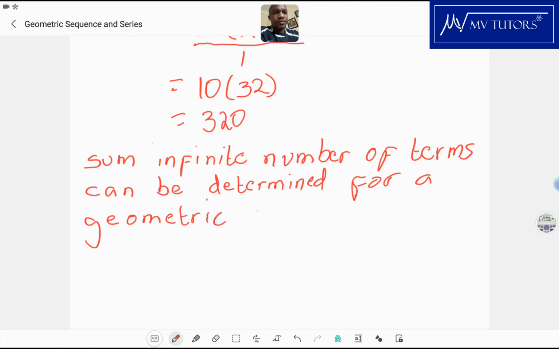For a geometric series, this only happens if your R, your ratio, is between 1 and negative 1. R can never be 1. So R has to be between negative 1 and 1. If your ratio is bigger than 1, then you can't sum the infinite number of terms. But if it's less than 1, then you can.